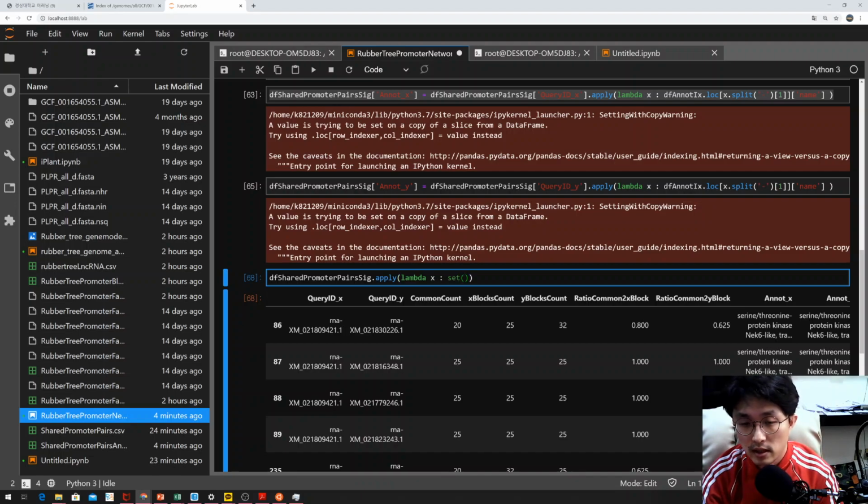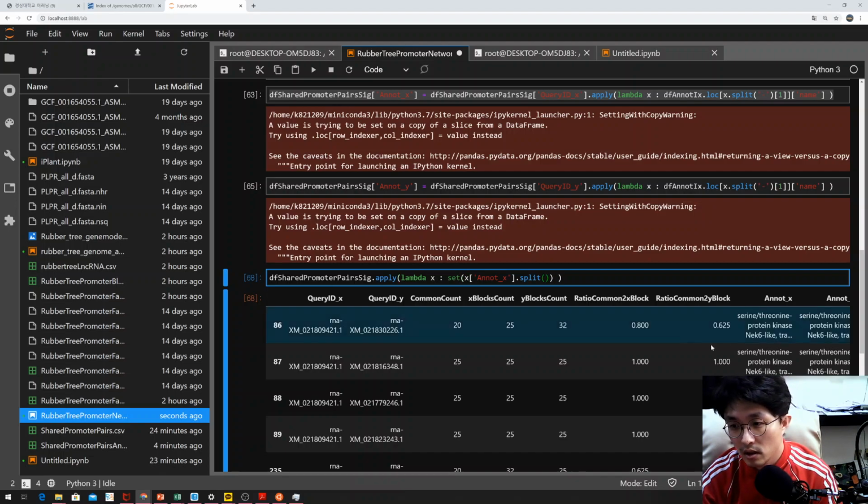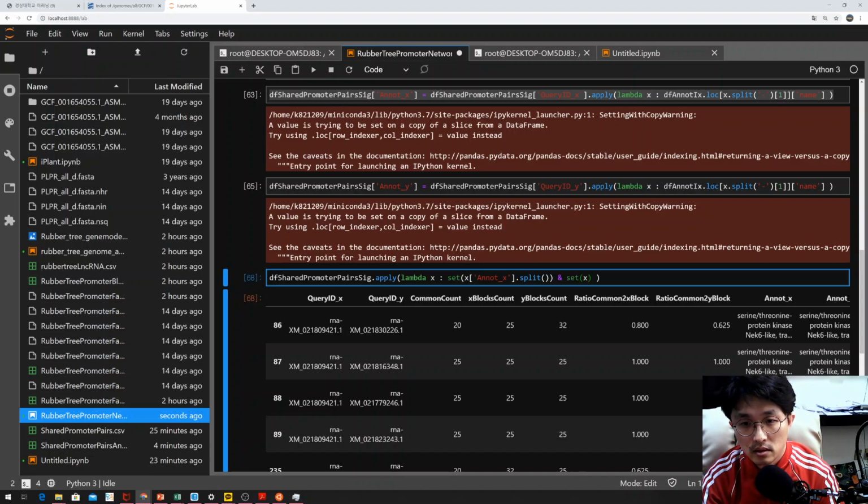So you can use set again, and x or not x split. So you can split using nothing. Then it cuts at every space, right? And set x not y split. Okay.